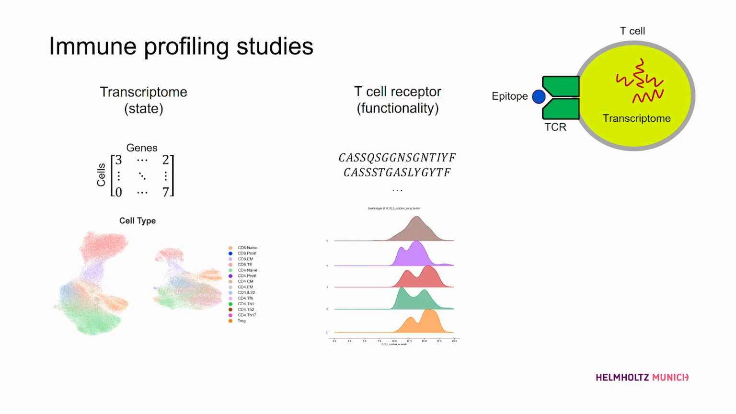On the other hand, we can have a look at the T-cell receptor as a proxy for what the cell can recognize. Here we can measure the amino acid sequence of a receptor that we can then in turn use as either a barcode to group cells which recognize the same epitope, or we can perform sequence-based analysis here. For example, as you can see here, we can look at the length profile, or we can discover enriched motifs.